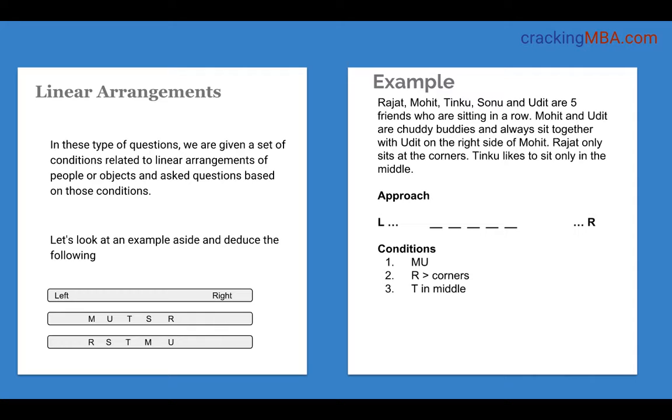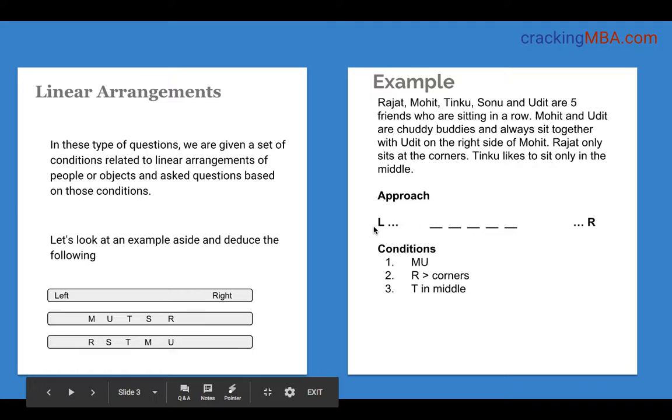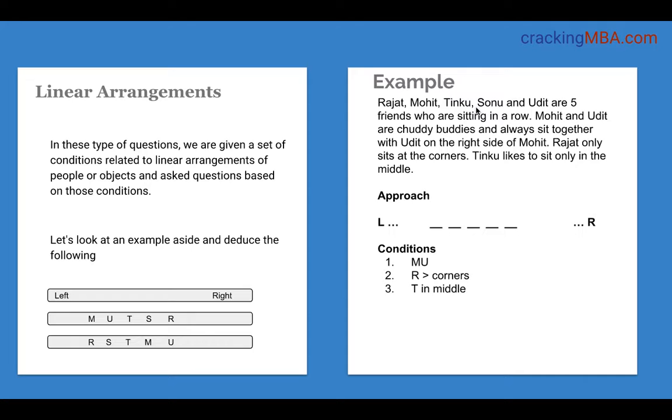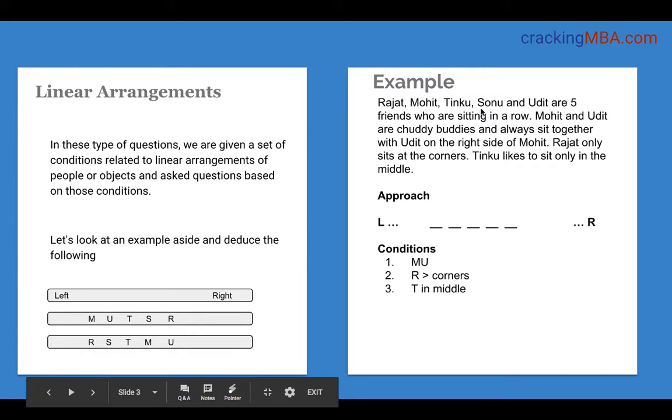Now the first thing we need to do is a pictorial representation of the conditions which are given. So we first put L for left and R for right and indicate blanks in between to denote the seating arrangement. Here all the different friends have different names and the starting letters are different for each of the friends. So let us just indicate them with the starting letters, which are R, M, T, S and U, to make it concise and save time.